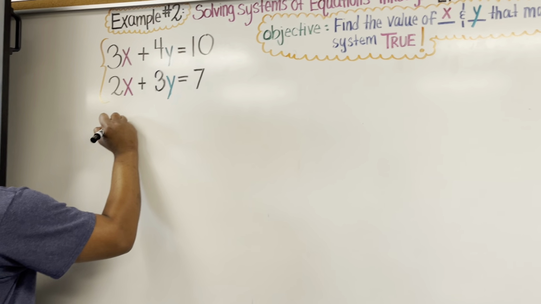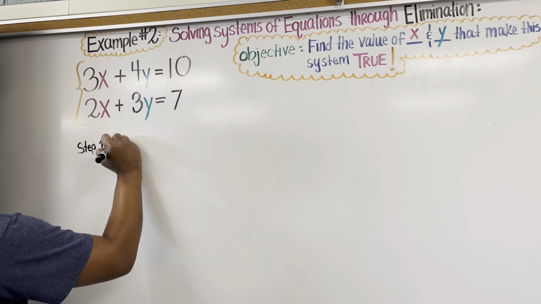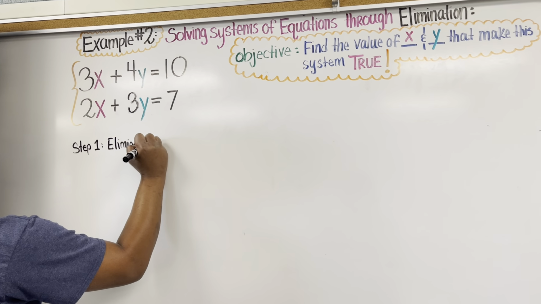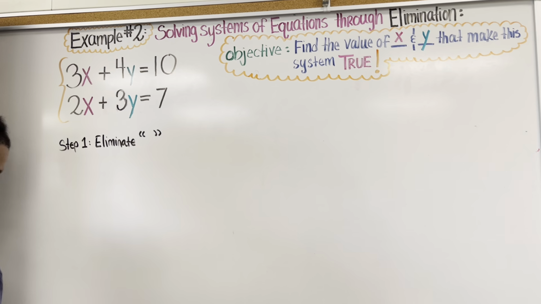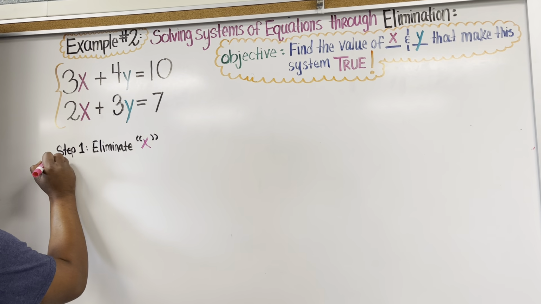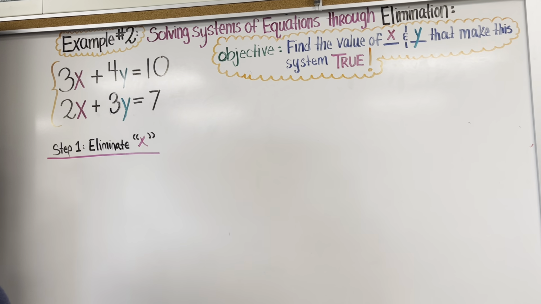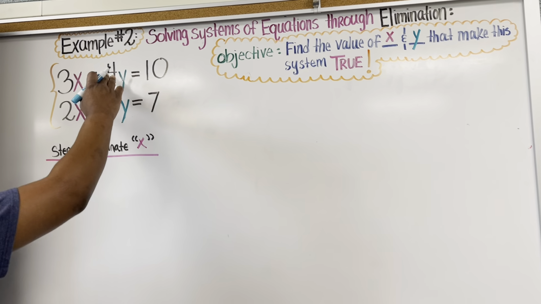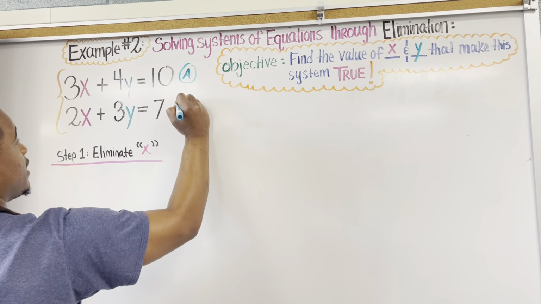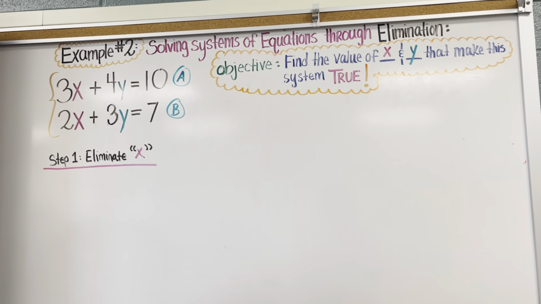So step 1, eliminate x. Okay, that's going to be our step 1. We're going to eliminate x. Okay, all right. Now, before we even start, let's go ahead and label both equations. I'm going to label this one as equation A, and I'm going to label this one as equation B. Or you can label them as numbers. It's whatever you want to do, okay?